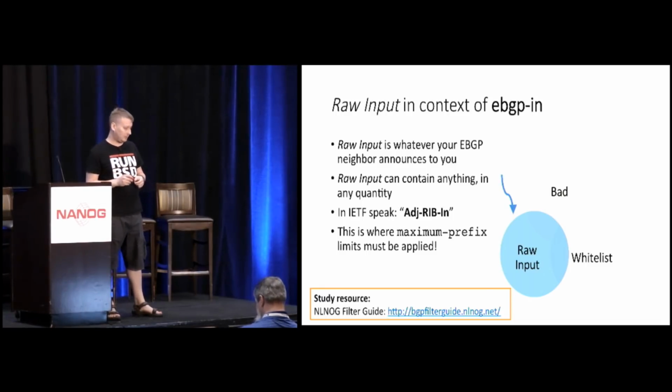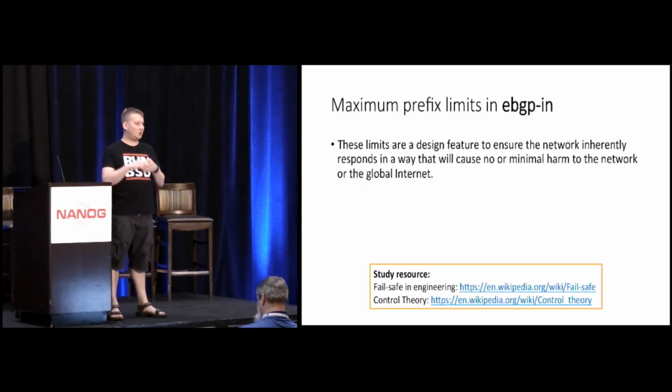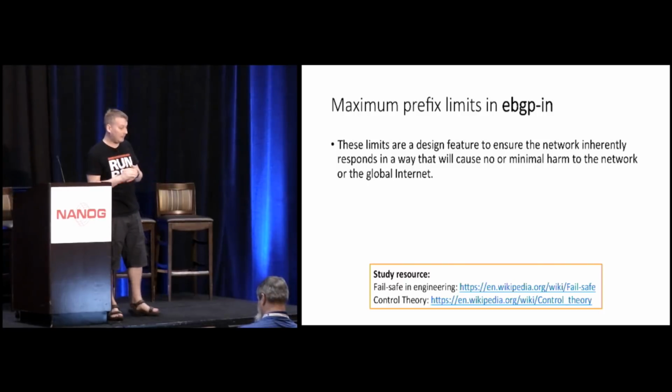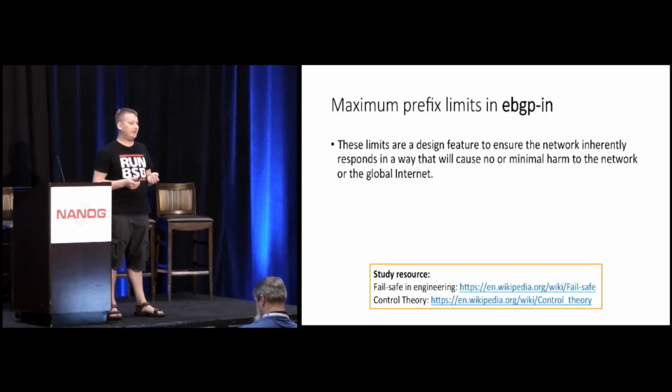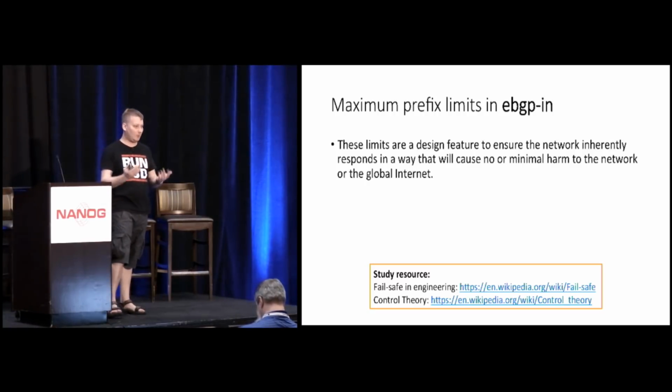Let's zoom in on maximum prefix limits for a sec. Maximum prefix limits are a design feature to ensure that when the network behaves in a way we did not expect, rather than hoping for the best, we tear down a session to ensure there is minimal harm to the network or the internet. So it's a bit like a valve control. And if you click on the study resource links, there's a lot of inspiration that we can take from mechanical engineering, from valves, from electricity lines, on why fail-safe mechanisms exist, even if the fail-safe mechanism does not understand what went wrong.